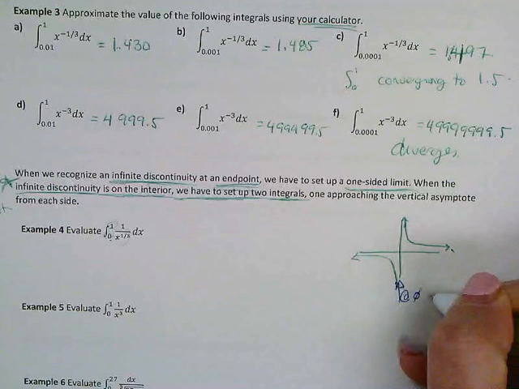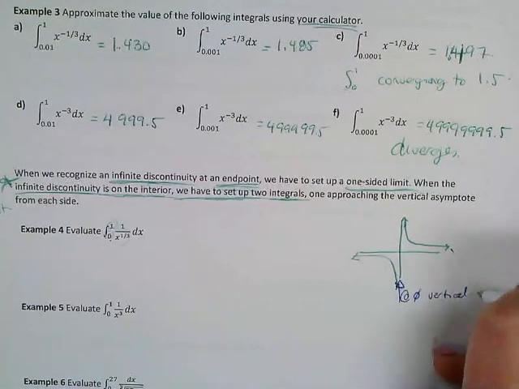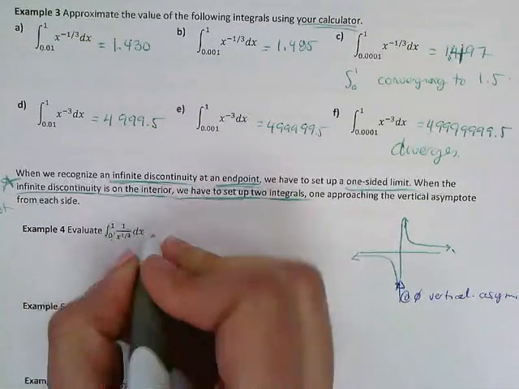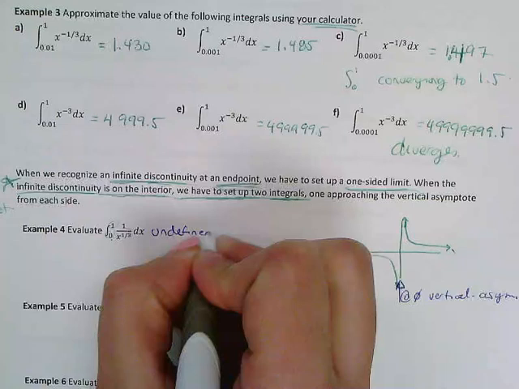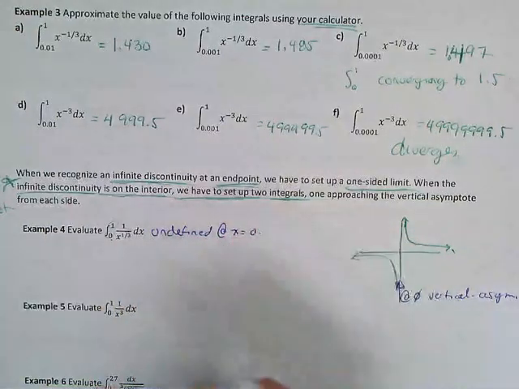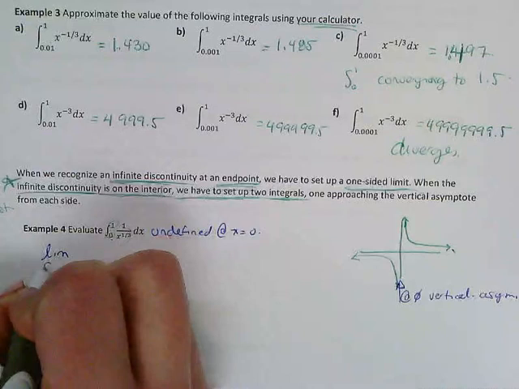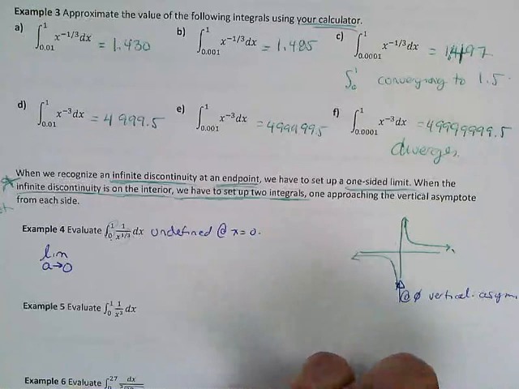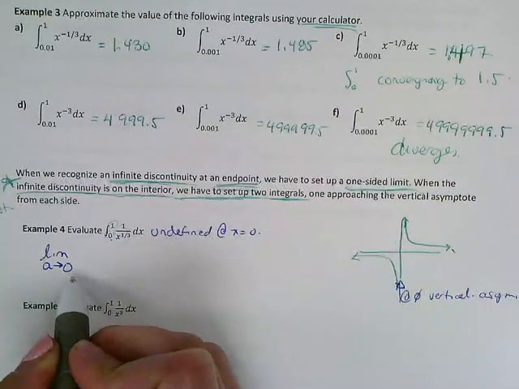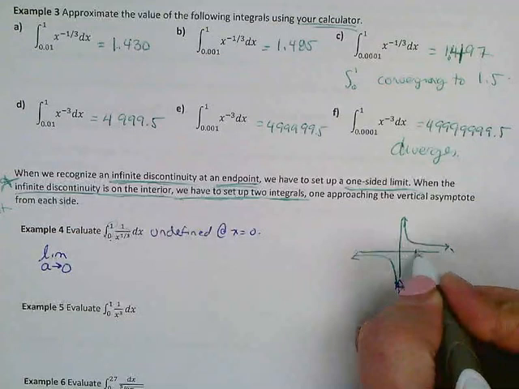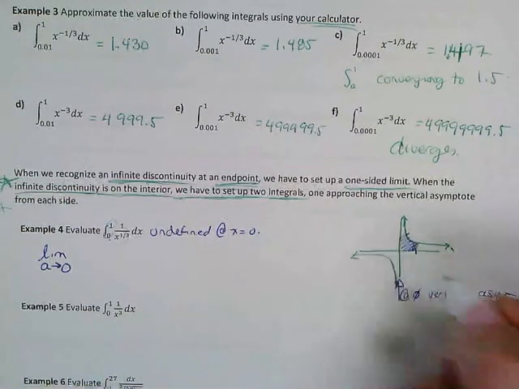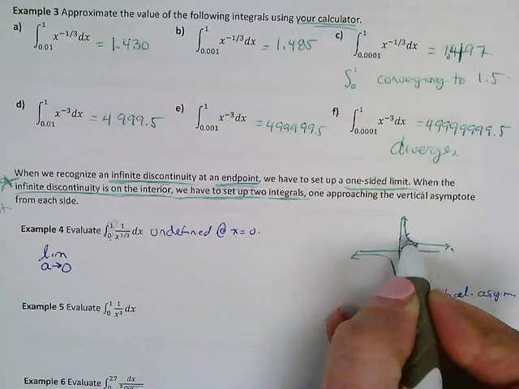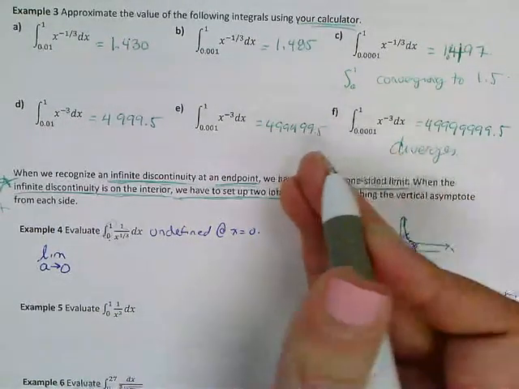So at 0, there's a vertical asymptote, so we can't really use that point. So it's undefined at x equals 0. So when we set up our limit as a or b, whatever you want to call it, approaches 0, we want to specify where we are approaching 0 from. Now since this is from 0 to 1, we want to find the area here. Our graph is actually getting closer to 0 from the right.